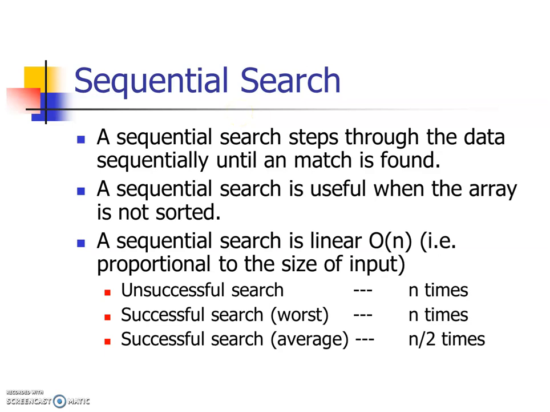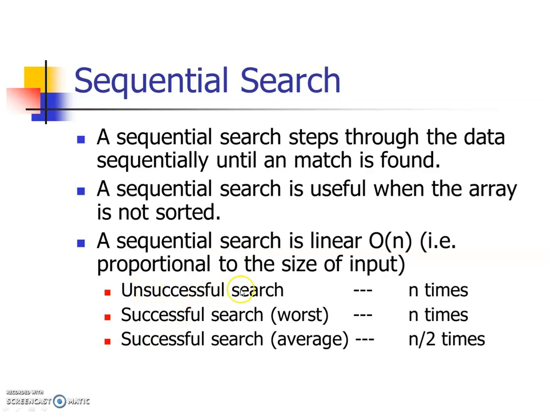If you have 10 elements, you need to walk through all 10 elements. If you have 100 elements, you need to walk through about 100 elements, or until you find it. A sequential search is useful when the array is not sorted. Whatever kind of elements the array has, you just search one by one. Basically, here is some more detailed analysis.